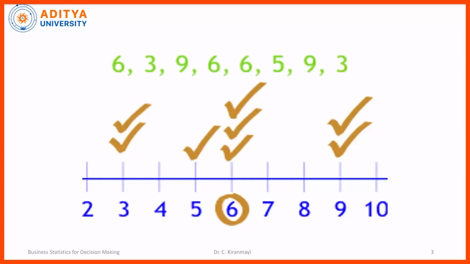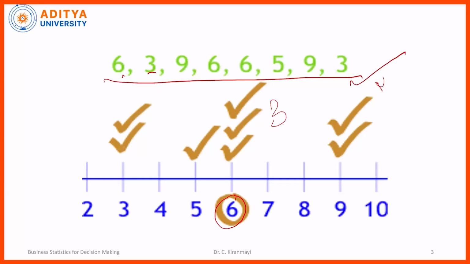Mode can be defined as the value which repeats the maximum number of times in the data set. If we consider this example, we have a data set with a certain number of values, and it is observed that in this entire data set the value 6 has been repeated the maximum number of times, that is 3 times, when compared with other values in the data set. So, for this data set the mode is 6.